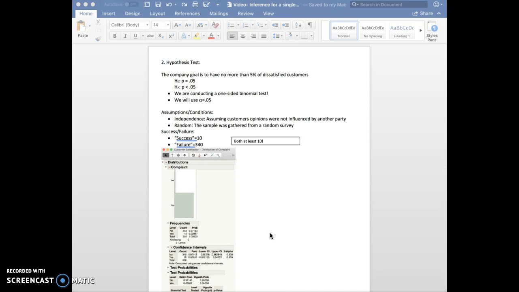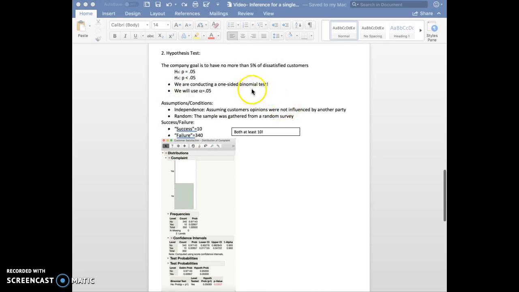Next, we're going to conduct our hypothesis test. So a reminder is that the company goal is to have no more than 5% of dissatisfied customers. We have our null hypothesis listed out of p equals 0.05 or 5%, and our alternate that p is less than 5%. We are conducting a one-sided binomial test, and our alpha level is 0.05.